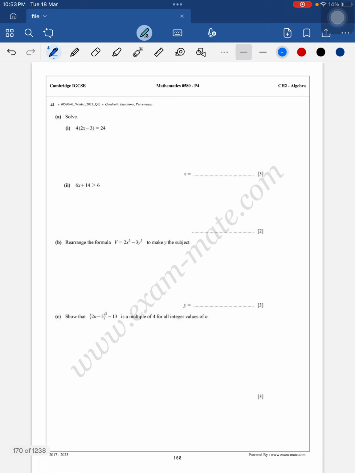Question number 41, we have again an equation, 4 into 2x minus 3, that is two terms, 4 2s are 8x minus 4 3s are 12 is equal to 24. So 8x is equal to 12 plus 24 is 36. So x is equal to 36 upon 8. Now both are multiples of 4, so 4 9s are 36, 4 2s are 8, 9 upon 2.